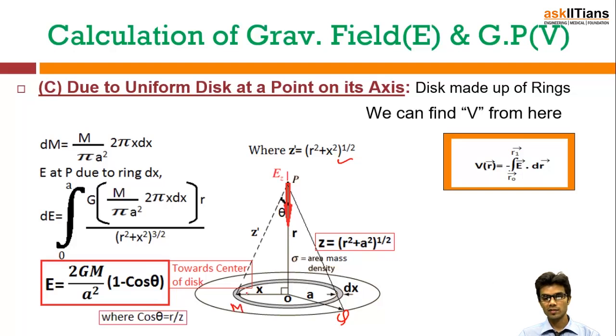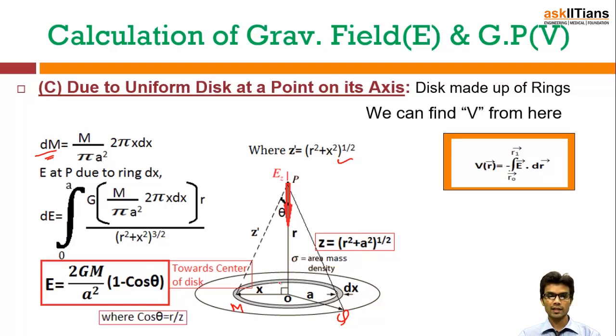Now the mass of the disk is m. So the mass per unit area is m divided by the area, m by pi a square, the area of the disk. Now let us consider the mass of the ring as dm. So dm is m by pi a square into 2 pi x into dx, where 2 pi x is the perimeter and dx is the thickness. This dm is the mass of this ring.